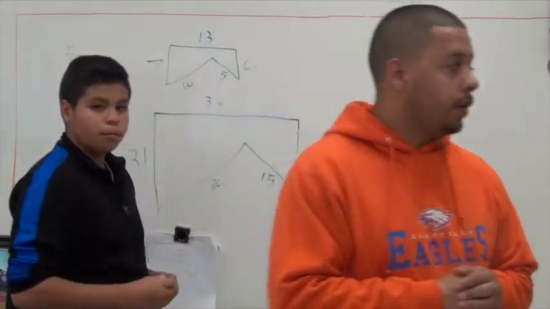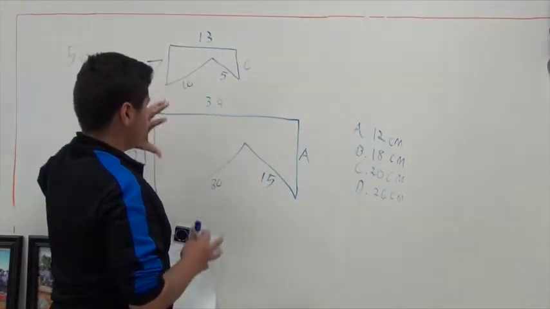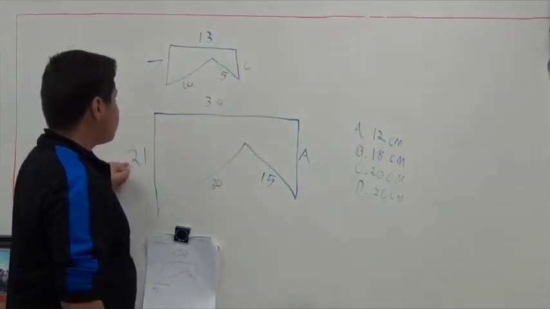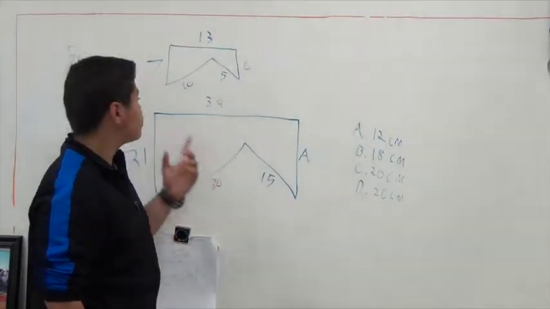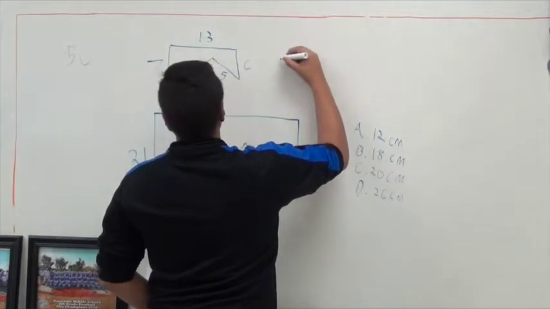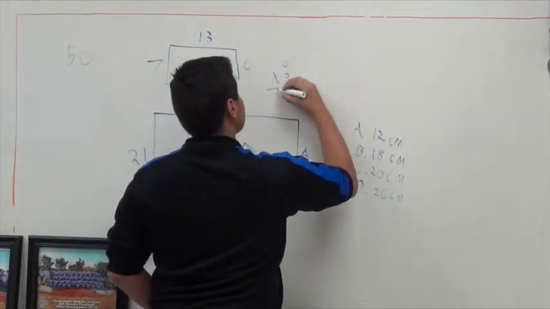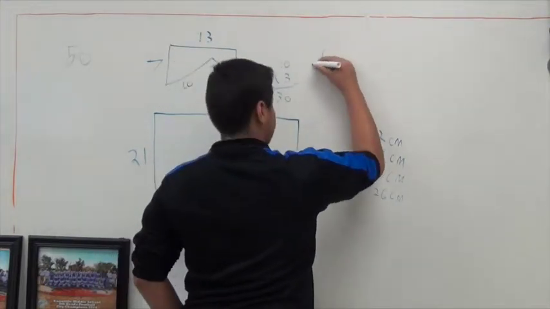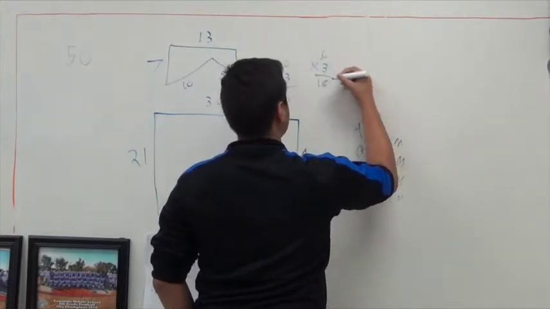The way I solved this problem was that I looked at the small figure and I knew from comparing them that 21 was 7 multiplied by 3 and 30 multiplied by 10. So all I did was 10 times 3. So from there I multiplied 6 times 3, and I got 18.